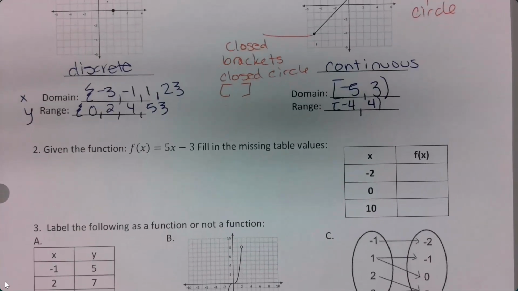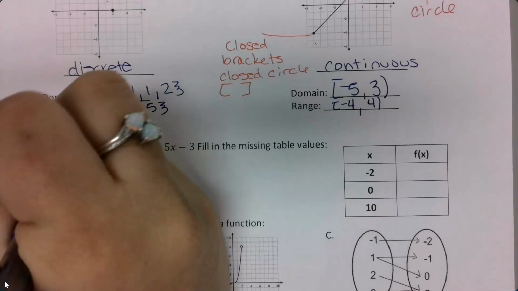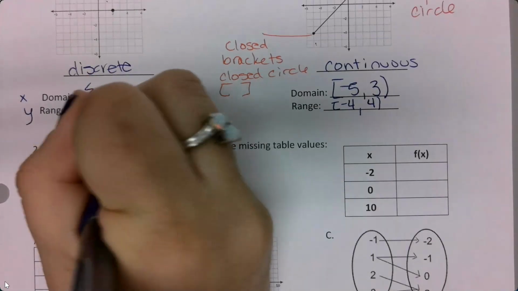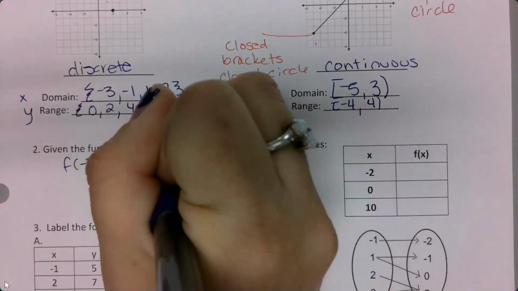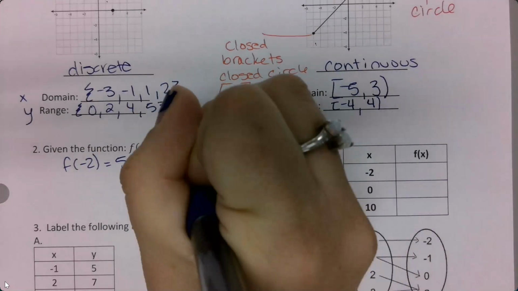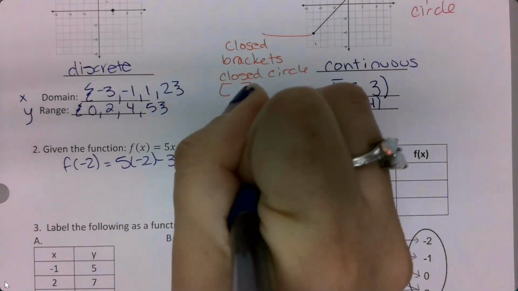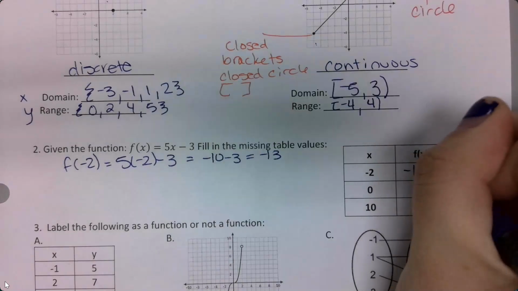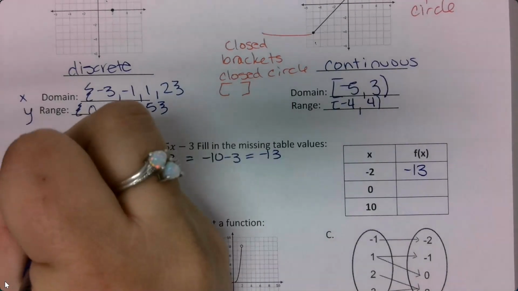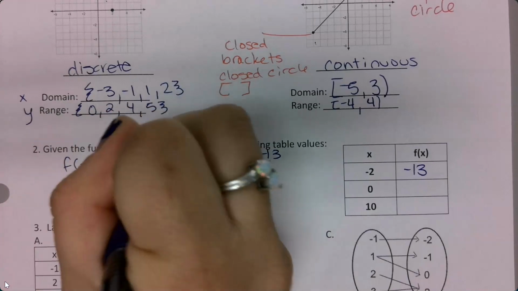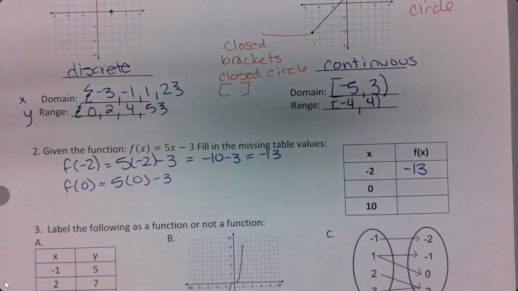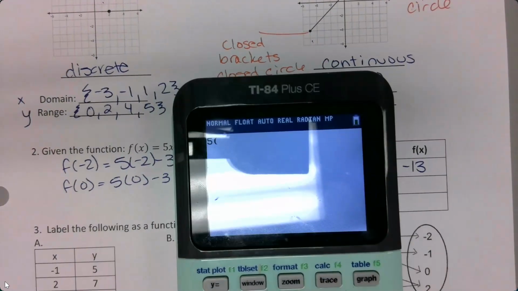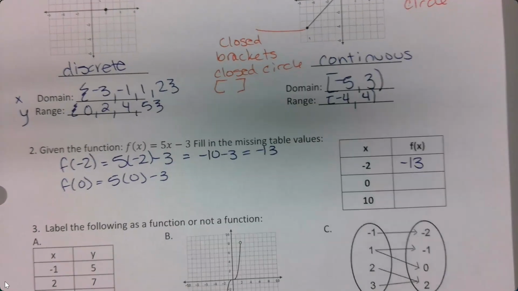Number 2, I want to fill in my table values, so I'm going to do f of -2. It's going to give me 5 times -2 minus 3. 5 times -2 is -10. Minus 3 is -13. I can do the same thing for 0. So 5 times 0 minus 3. I can also choose to type this into my calculator. So I type it exactly like I wrote it on the paper. 5 times 0 minus 3 gives me -3.